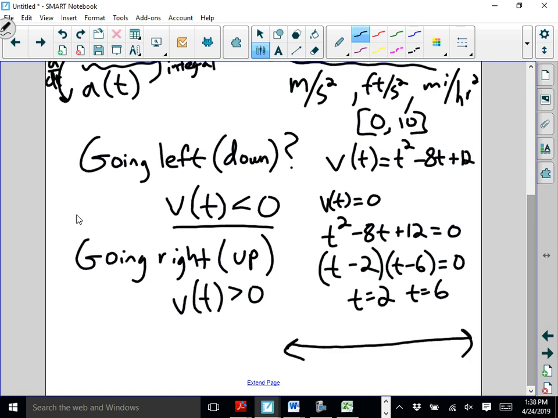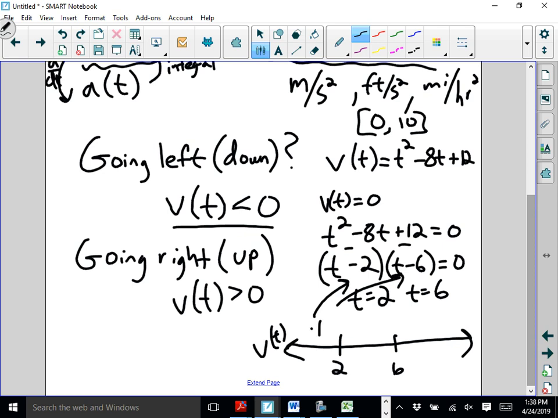I'm going to plot 2, and I'm going to plot 6. So I'm going to test my velocity at 0. I'm going to plug it into the factored form here. 0 minus 2 is negative. 0 minus 6 is negative. A negative times a negative is a positive.